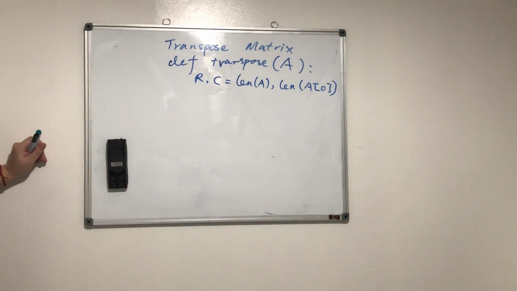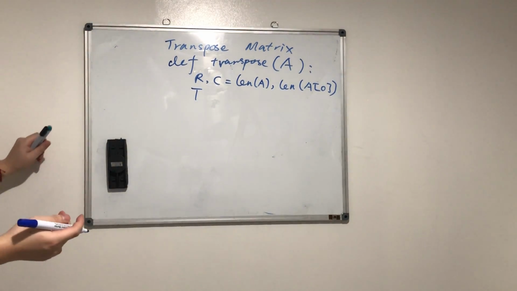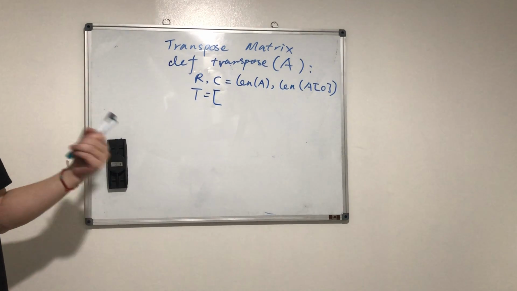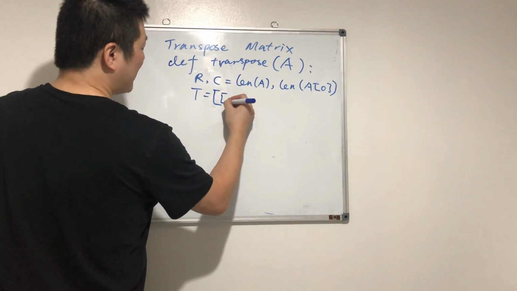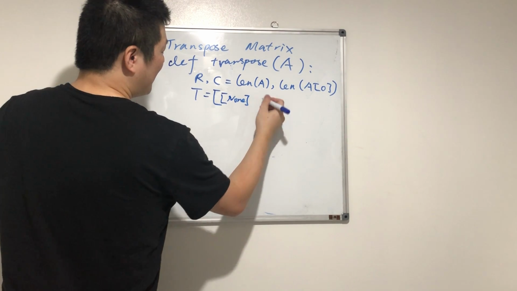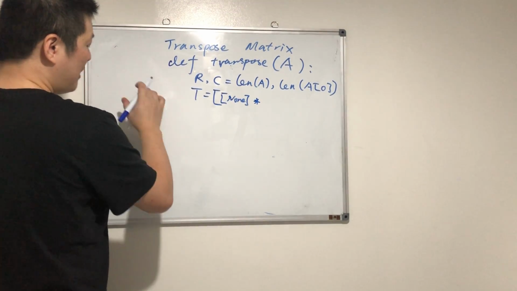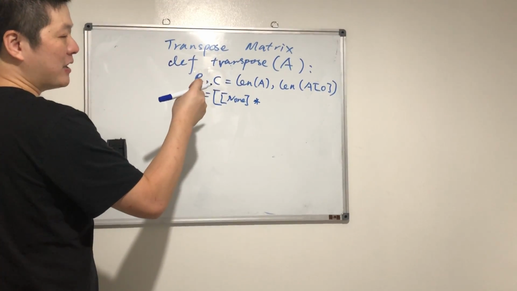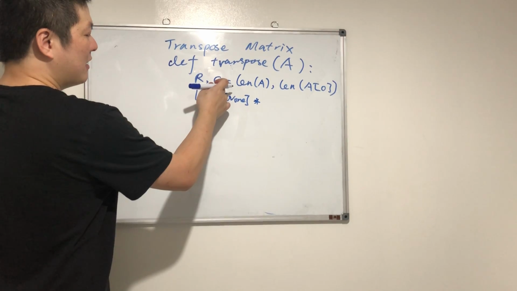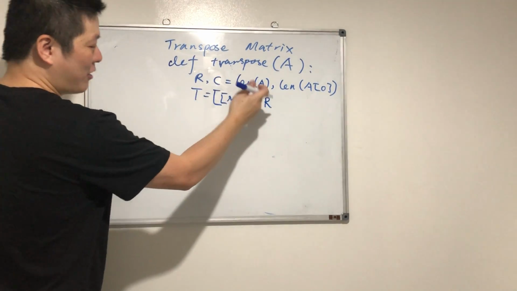And we need to create a new matrix, let's call it T, for target or transpose. So let's do it: None times how many elements of the rows? How many elements of the columns should be C columns? No, R columns. R is the rows, so it should be the columns now.